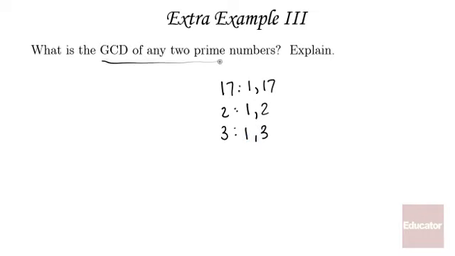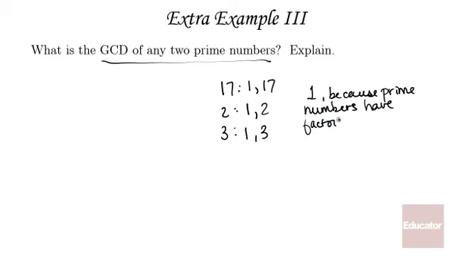The GCD of any 2 prime numbers, because prime numbers in their nature have no other factors, is always going to be 1. And an explanation could be because prime numbers have factors of 1 and itself.